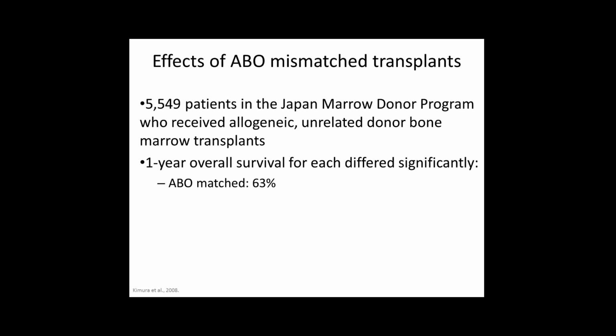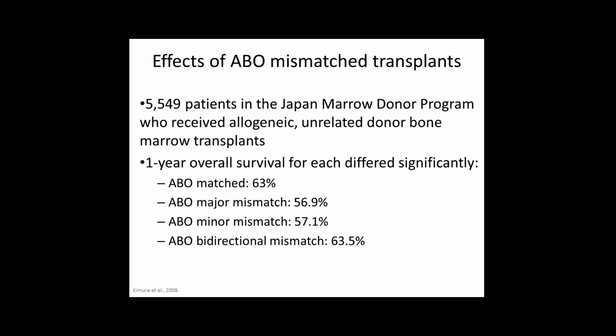For example, ABO matched transplants had a 63% 1-year overall survival. Compared to ABO major mismatched, their overall survival at 1 year was 56.9%. Minor mismatch was 57.1%, and bidirectional was 63.5%. And obviously the 63 and 63.5% was not significantly different, but these 2 factors were significantly different from ABO matched versus bidirectional.